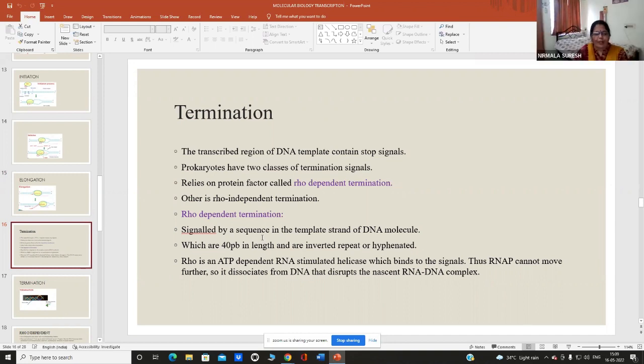But we teach them only rho dependent termination. All these are only for us. Let us not tell the children about the two types. Unless the child goes for NEET classes, it is not required. Rho dependent, rho independent. We only teach them the rho dependent termination. So the rho factor helps in termination.